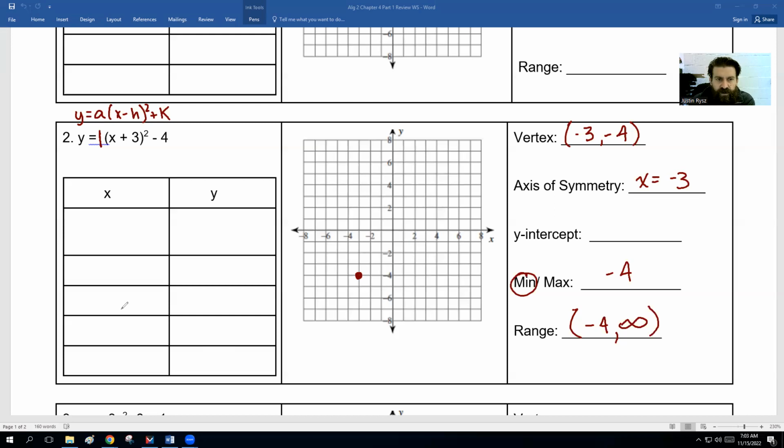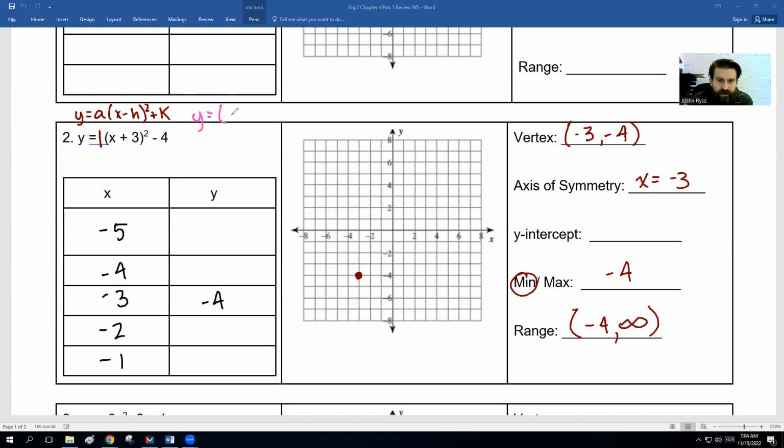All right, so we're going to put -3 right in the middle, and we can do -2 and -1, or we can do -4 and -5. Okay, we already know -3 goes to -4. We just have to find two other points. So let's pick either -2 or -4. I'm going to pick -2.